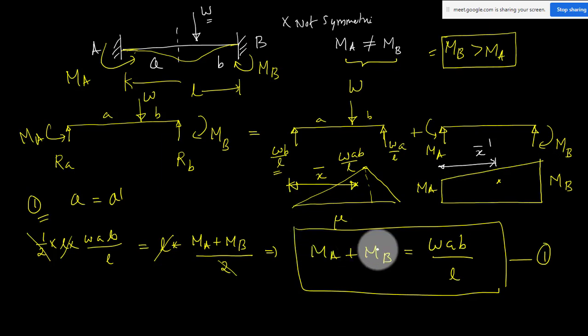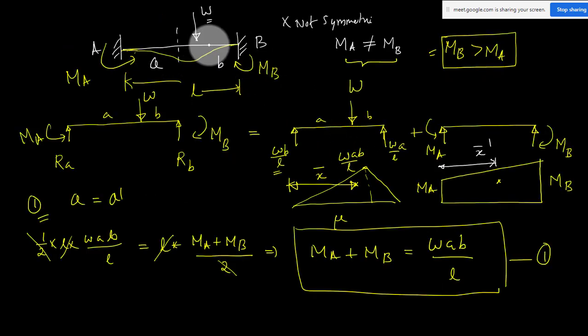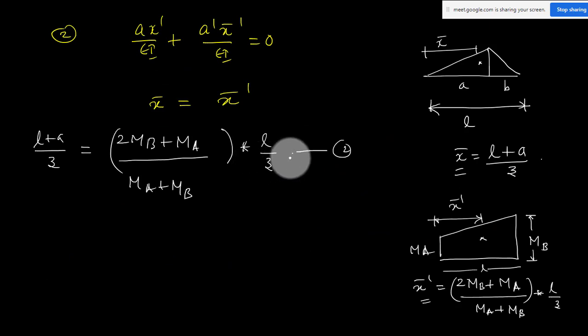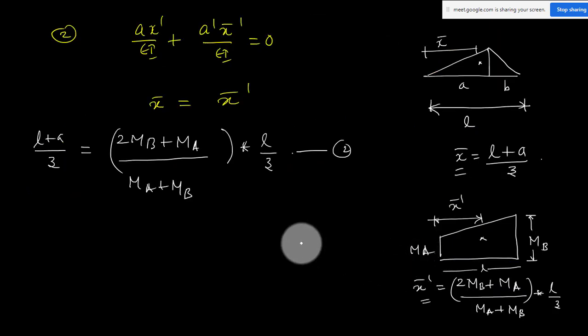Here we got MA plus MB is WAB by L. You can solve it now. The remaining thing is only the solution, because now I have WAB, and everything is known and given. So you have two equations and two unknowns. We can solve it. Since MA plus MB is WAB by L, I can substitute that value here. So this will become L plus A by 3 equal to this term, which I can write as MB plus MB plus MA.